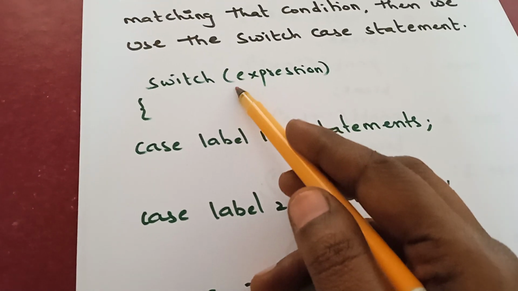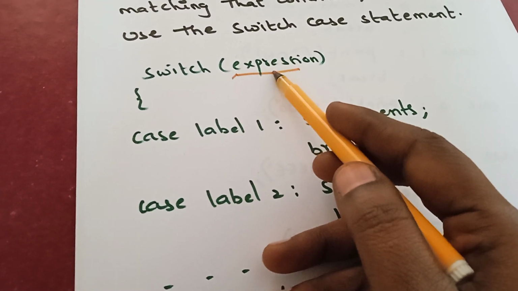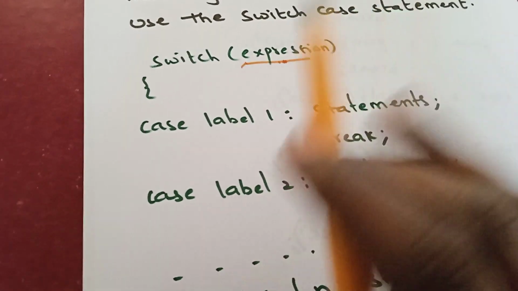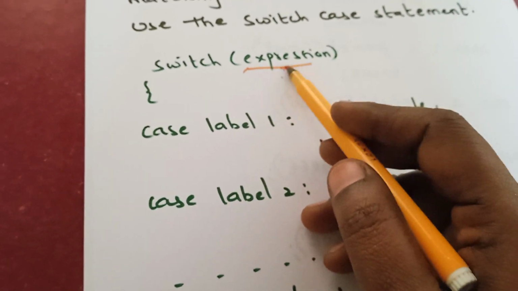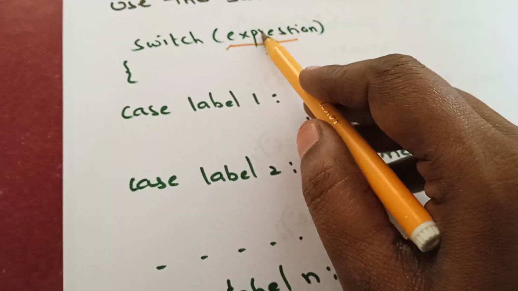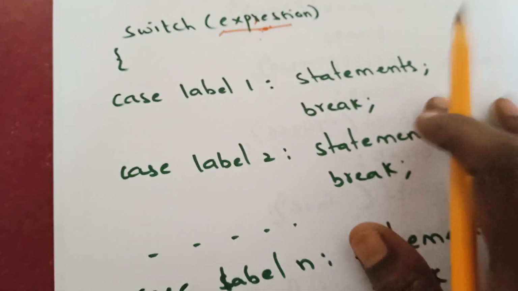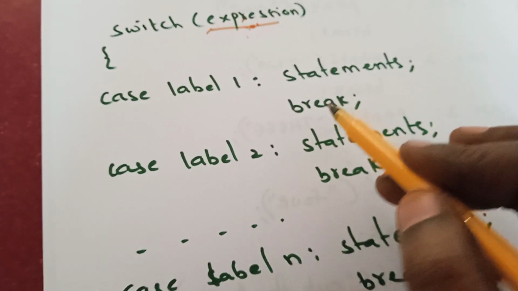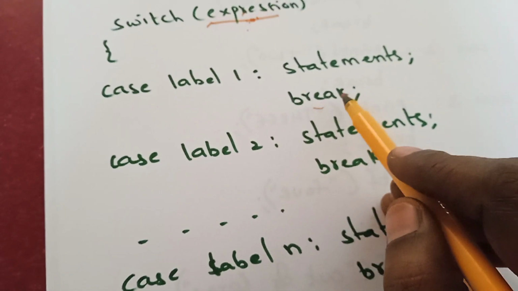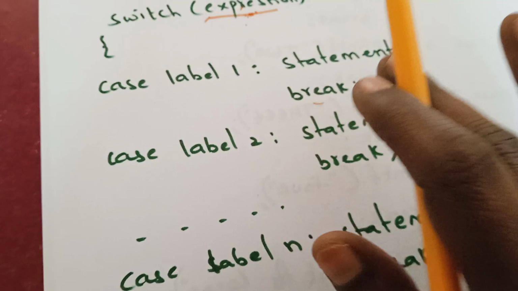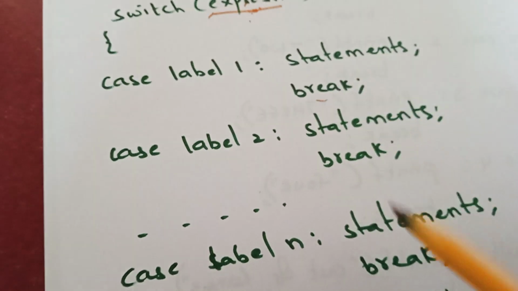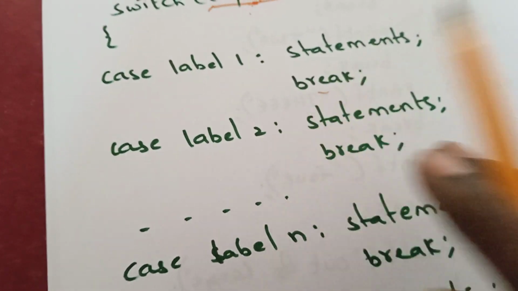Switch: here you have to write the condition, or you can write an expression, or most of the time we'll write only the variable. Now the variable you are writing here should get matched with the label. Whichever label gets matched with this, that block of statements will get executed. If you don't put break here, all the cases will get executed. That's why we put break here. The break command will stop the flow of execution.